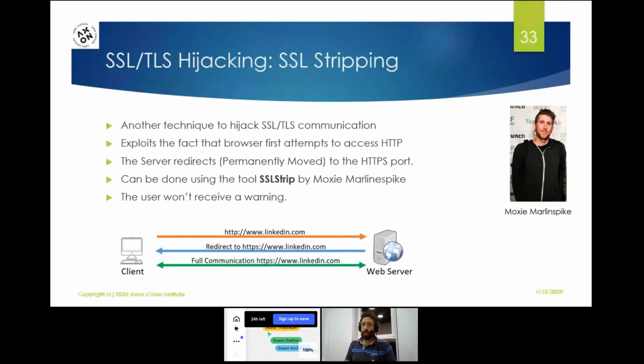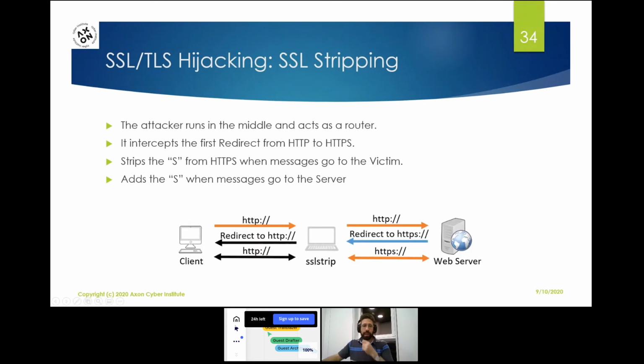axontechnologies.com. The web browser automatically is going to connect over HTTP, not HTTPS. The server will send something we call a redirect to HTTPS. Then the browser connects over HTTPS. A guy called Moxie Marlinspike came along and invented a tool called sslstrip and a technique that works like this. He said, if a client first connects over HTTP and then the server sends the redirect before the communication takes place over HTTPS, he can come in between and hijack the redirect.